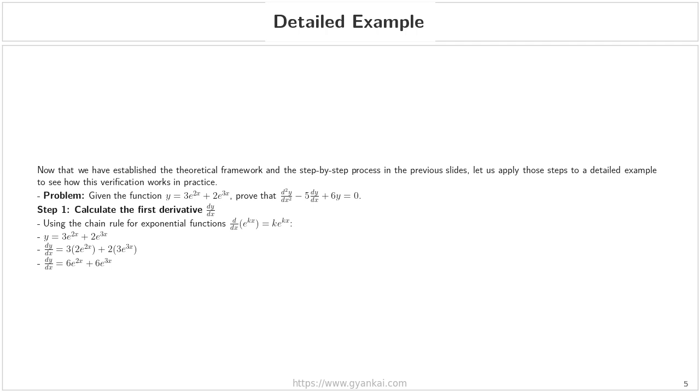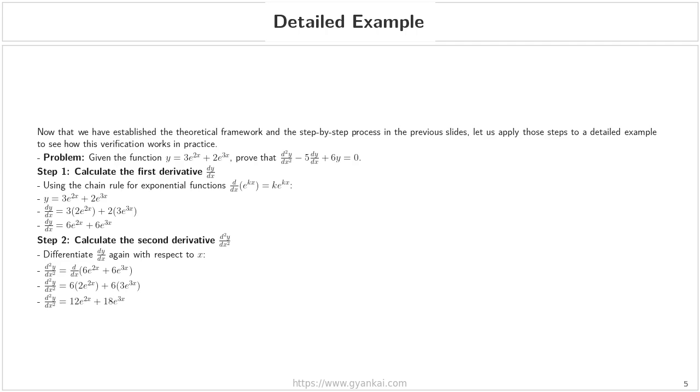To do this, we apply the chain rule for exponential functions, which tells us that the derivative of e to the power of kx is k times e to the power of kx. Applying this to our function, we take the derivative of 3e to the power of 2x as 3 times 2e to the power of 2x, and the derivative of 2e to the power of 3x as 2 times 3e to the power of 3x. This simplifies to 6e to the power of 2x plus 6e to the power of 3x.